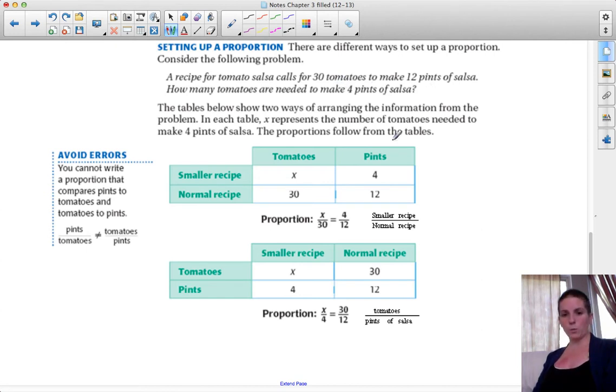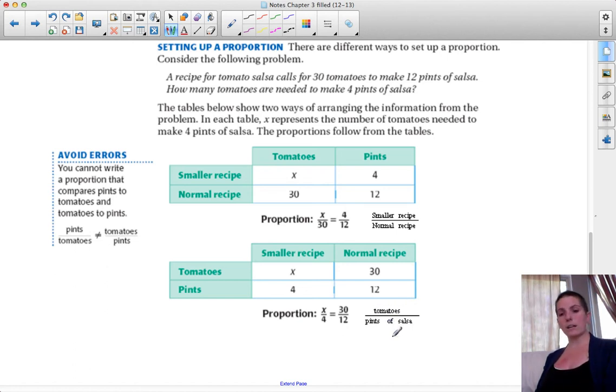There are two very good ways to set this up. But the key piece to setting up your problem is making sure that you use your words to keep you organized. The smaller recipe compared to a normal recipe. Or maybe you want to set up yours as tomatoes over pints of salsa.